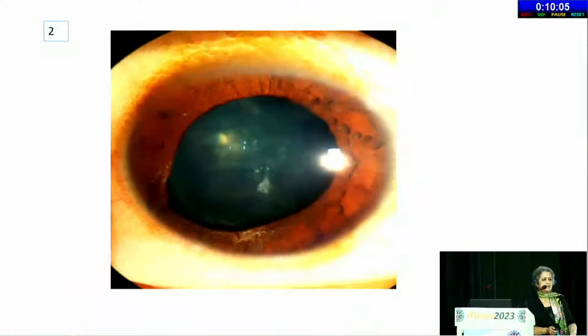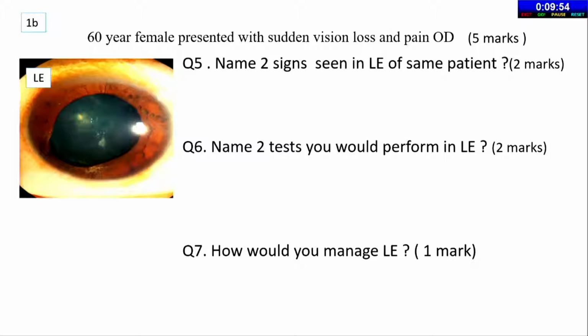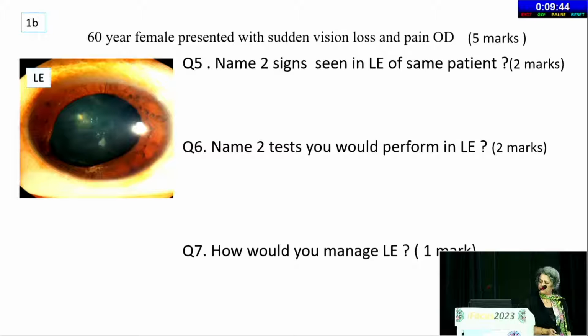So good. Second one. Next person can speak. The lady in green. What is this? These are the questions. 60-year-old female presented with sudden vision loss and pain in the right eye. Name two signs seen in the left eye of the same patient. This was the right eye of the patient and the left eye. Okay. Two signs in the left eye of the same patient. Name two tests you would like to perform in this eye. How would you manage this left eye?